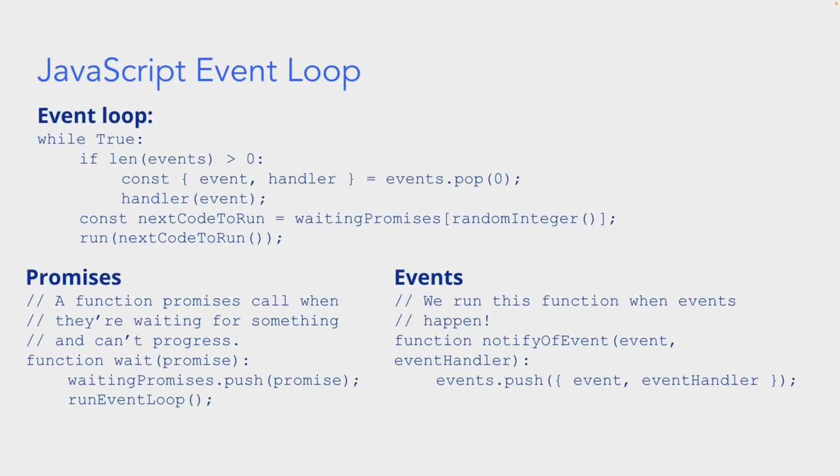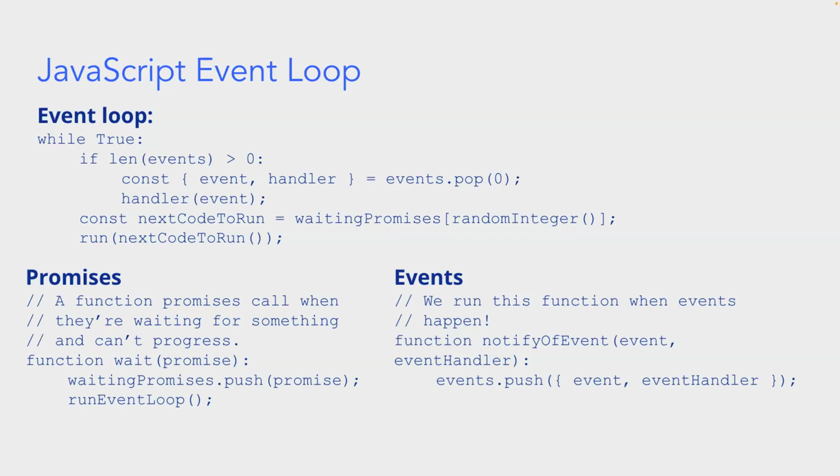And then after we're done handling the event, we're going to run some code. And to run some code, we're going to take a random promise that's waiting to run, and we're just going to run that promise. And when we run that promise, that's what generates our non-determinism in the control flow. The reason why we don't know when something's going to run is because we don't know what promise is going to run next. We kind of just pick it arbitrarily.